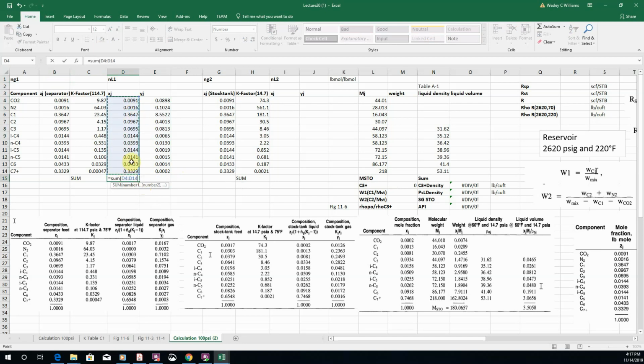Sum of this guy, it already equals 1. That's incorrect, and then I can just copy that over if I want to. There we go. So this one does not equal 1. They both need to equal 1. And that's because we haven't guessed a value for this yet.